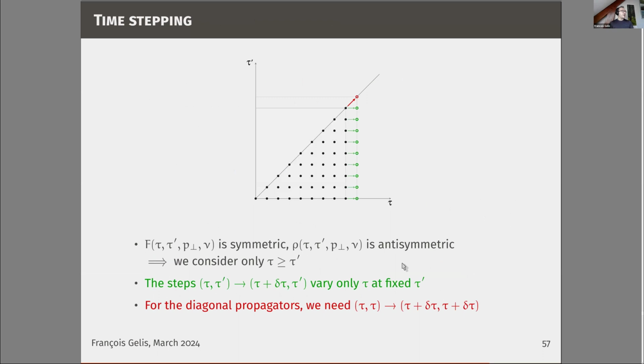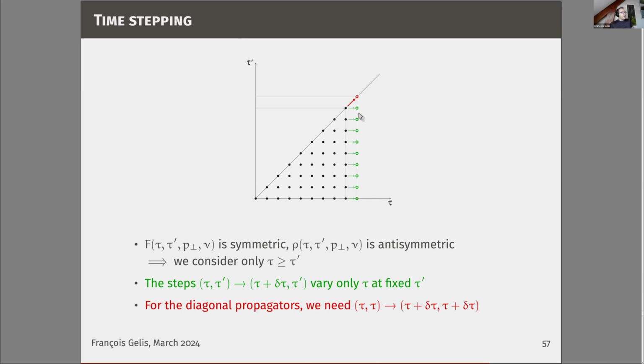And how is a time step done? So what is shown on this grid is tau and tau prime, so the two time arguments of a propagator. We only consider tau prime less than tau because the propagators are either symmetric or anti-symmetric. So each dot corresponds to one pair tau tau prime. And suppose we know all the propagators corresponding to the black dots. So the next time step, we want to find all the propagators on the next column.